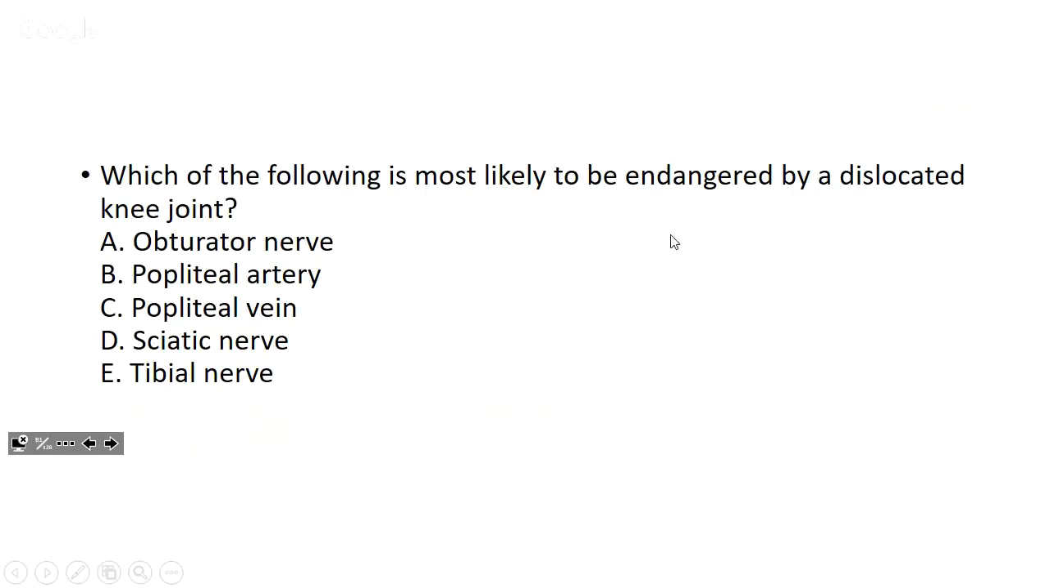Which of the following is most likely to be endangered by dislocated knee joints? So just think of which nerves travel around there. Or it may not be a nerve. Actually, in this case, it's not a nerve. So it's what we were talking about before, the popliteal artery. It's very close to the bone. So if it dislocates, it's easily damaged.